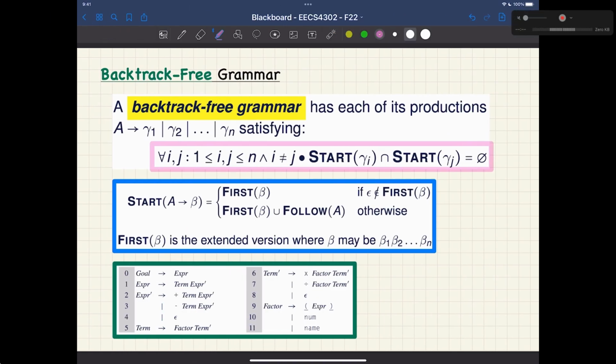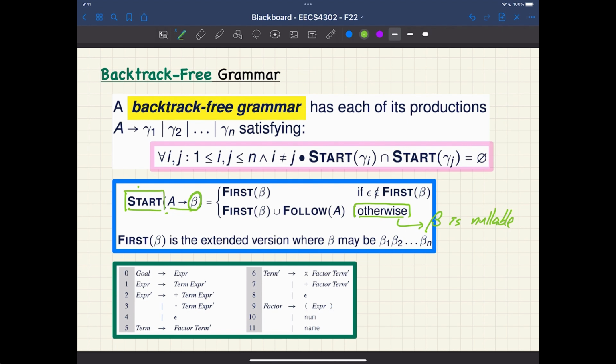This will be the ultimate definition we have to use in the algorithm. In the actual algorithm for the backtrack-free grammar, you don't have to mention first and also follow at all. You just mention the start. That's all you mention. Whenever you're given a certain grammatical rule, how can I know the start set conceptually? Now basically, for this particular right-hand side, we want to know whether or not it is nullable. If it is nullable, this is when beta is nullable.